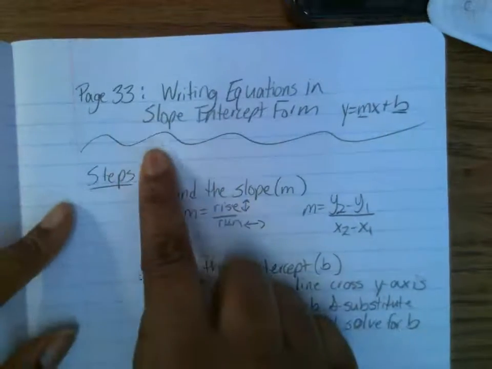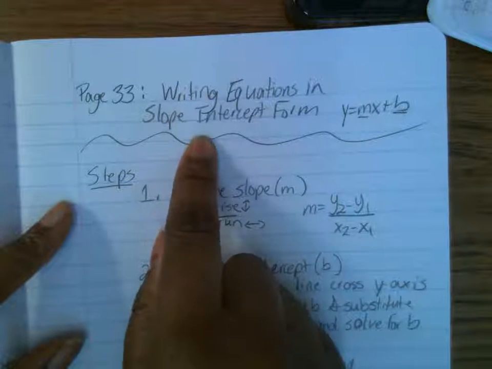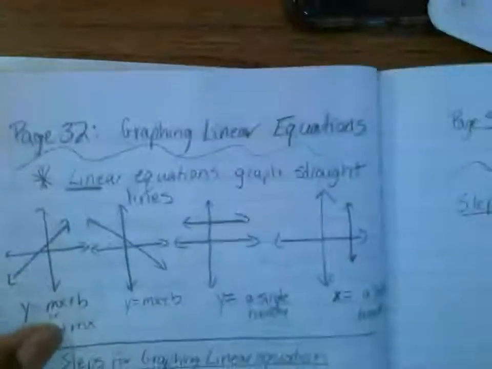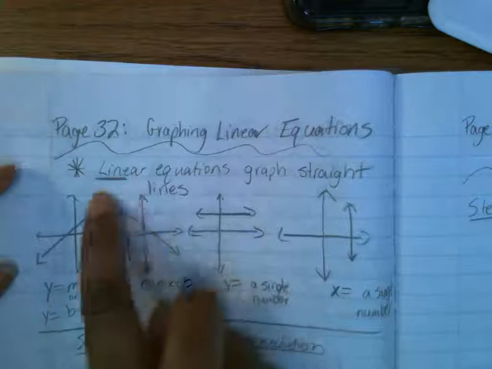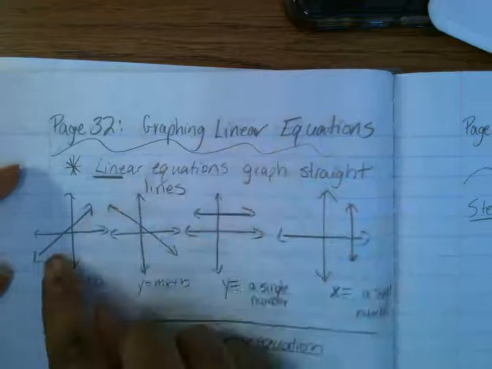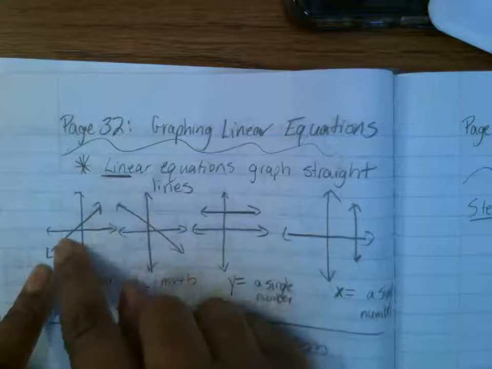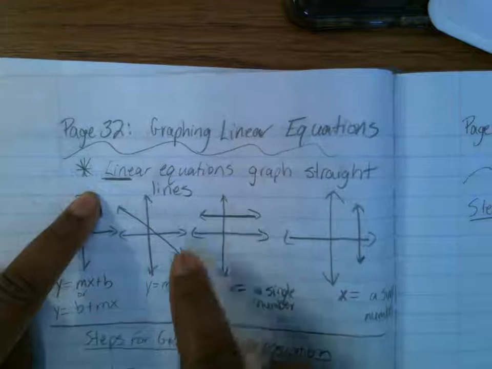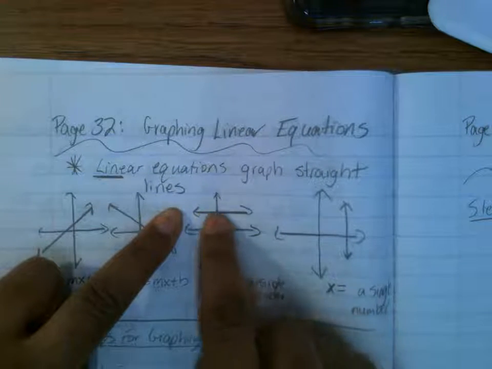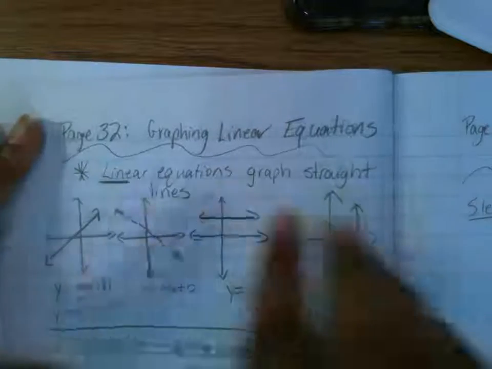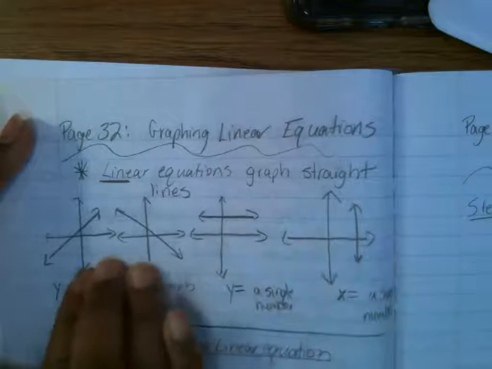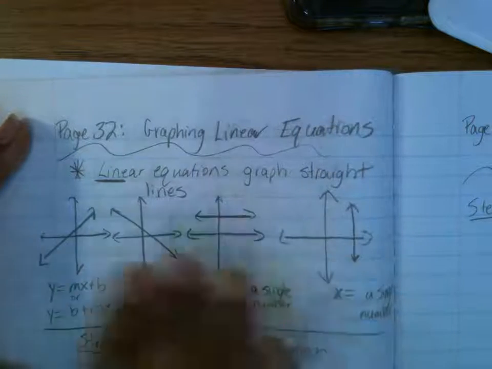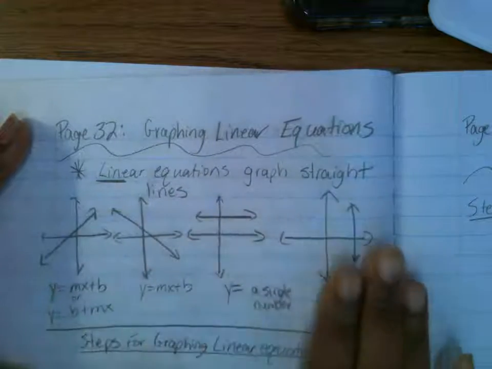All right, so here we're going to be writing equations in slope-intercept form. We talked about what a linear equation is. Linear equations are equations that graph straight lines. The equation may graph a line that goes up. That's a straight line that goes up. The equation may graph a straight line that's going down. The equation may graph a line that is horizontal or vertical. So these are examples of what equations could look like when you graph them. And these examples are called linear equations because they graph straight lines.